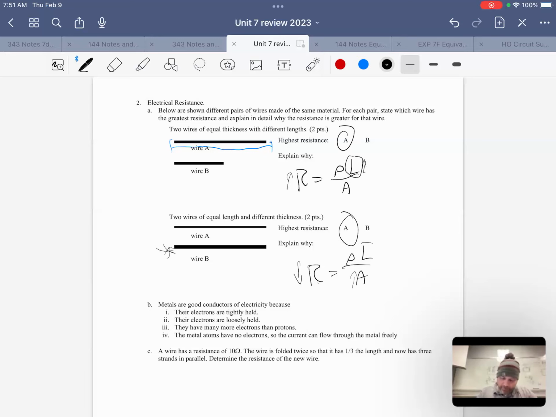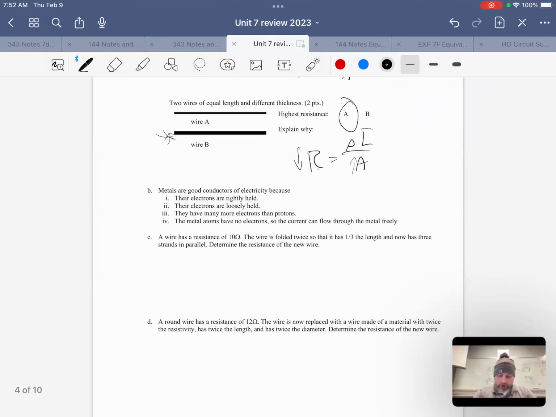So what makes something a conductor versus an insulator? Well, metals are good conductors of electricity because of conductivity, electrons. How easily can the electrons move around? So a good conductor will have tightly held. Nope, definitely not that. Electrons are loosely held. Okay, two sounding good. Many more electrons than protons? Nope, they're going to have about the same. Metal atoms have no electrons? Well, that's not good. You need the electrons to flow through it. So it's the two. Loosely held electrons make a good conductor. Insulators are bad conductors because they don't let go of their electrons.